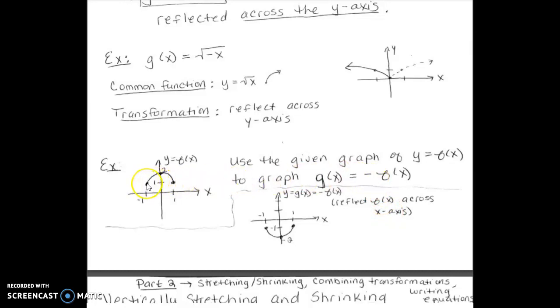So if I'm taking this point and moving it across the x-axis, it means the y value is changing sign. So at positive 1 here, this moves down here to a y value of negative 1, right there. This point, y value changes sign when I flip it over, so it comes down here to y value of negative 2, right here. Right here we have a y value of 1, reflects across the x-axis to a y value of negative 1, so it ends up here. So my new graph ends up being upside down, flipped across that x-axis.